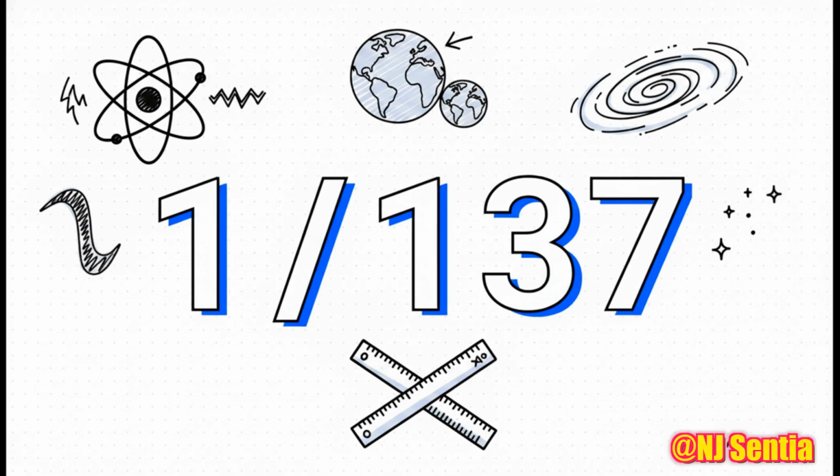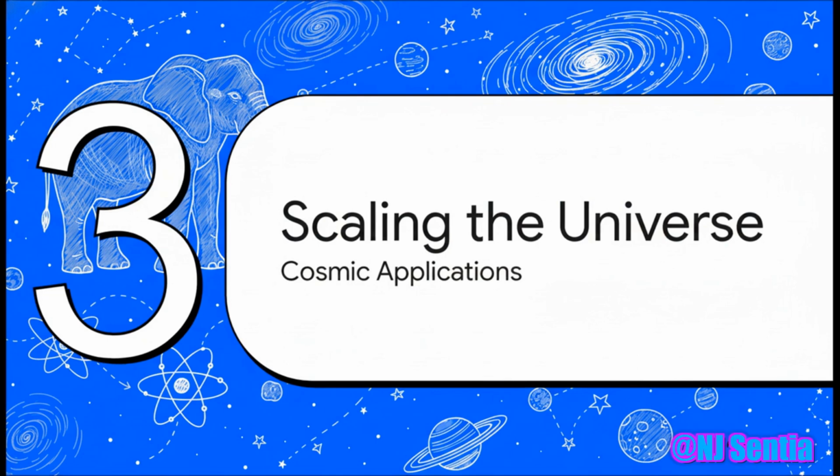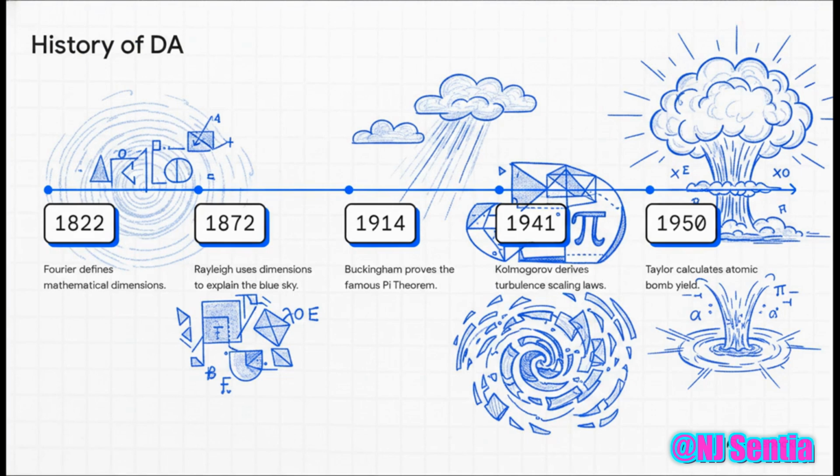And that scale, from the biology of elephants down to the quantum mechanics of atoms, well, it's really just the beginning. Let's zoom out and look at the biggest picture possible. Section 3. Scaling the Universe. Cosmic Applications. The historical evolution of this concept is a thrilling ride of rapid, massive scientific discovery.